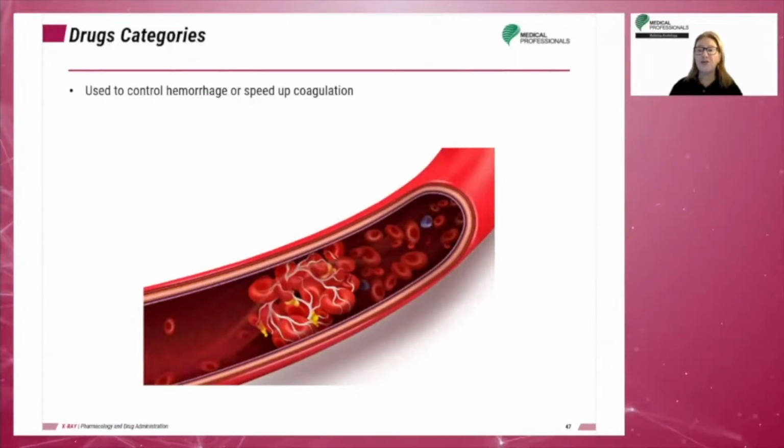Coagulants are drugs used to control hemorrhages or speed up coagulation. Most of these contain vitamin K, a fat soluble vitamin needed for normal blood coagulation. Phytonadione or vitamin K, Mephyton, can be given orally or parenterally.